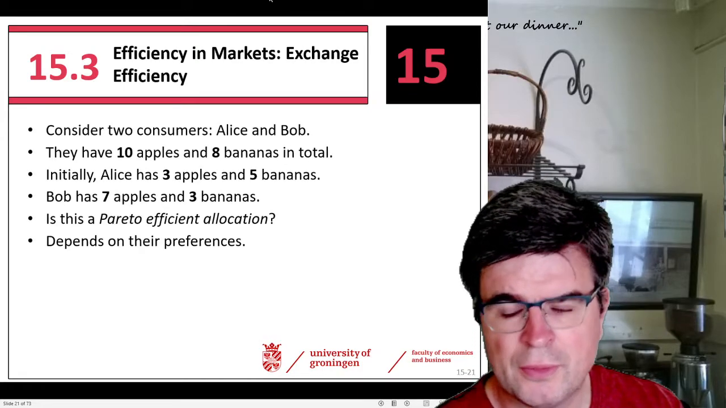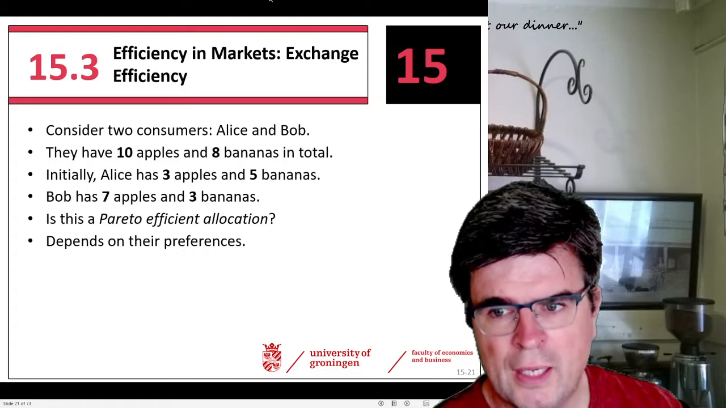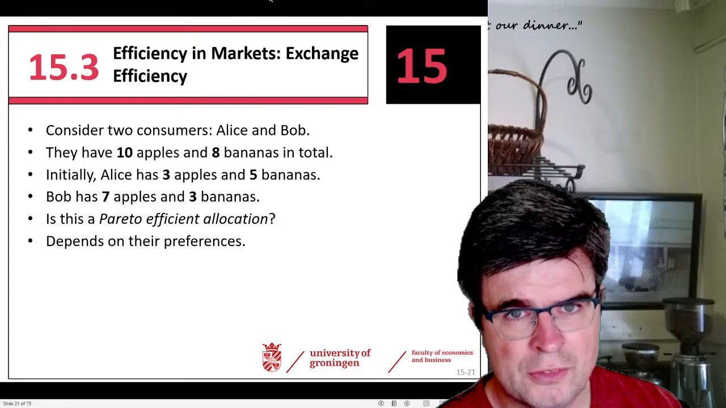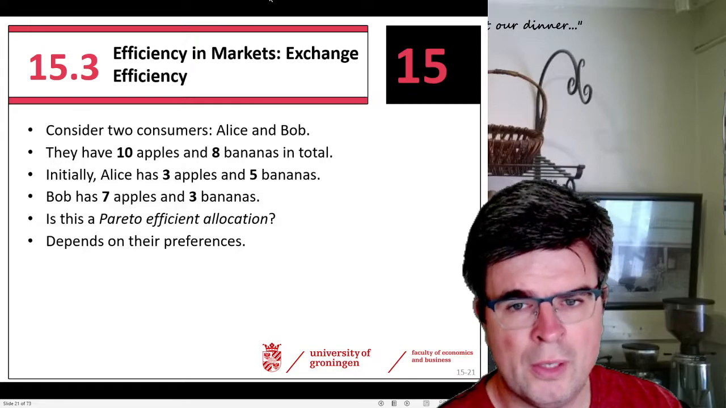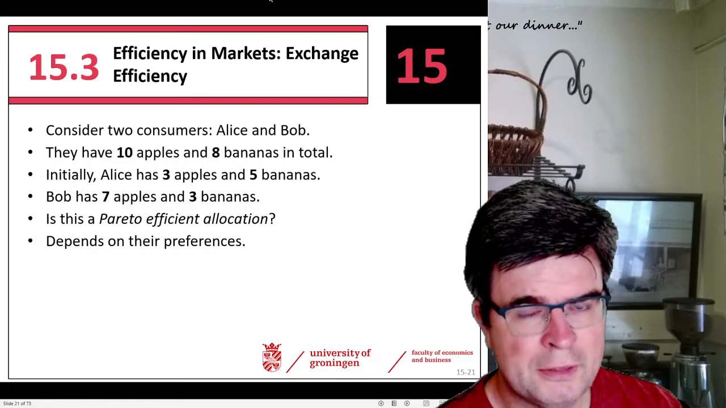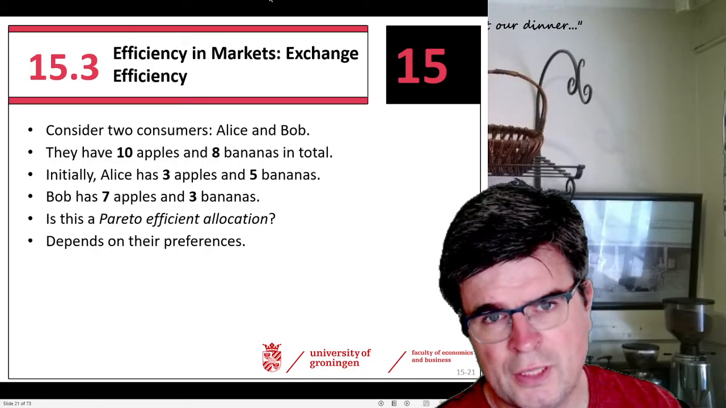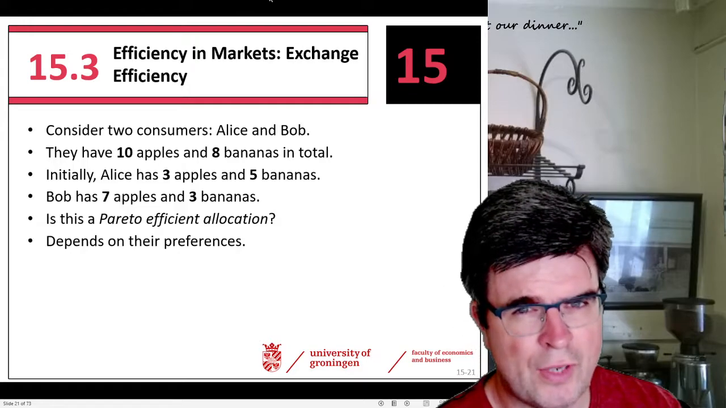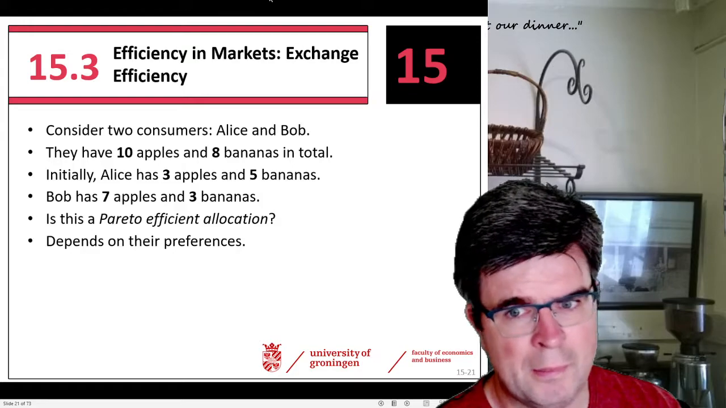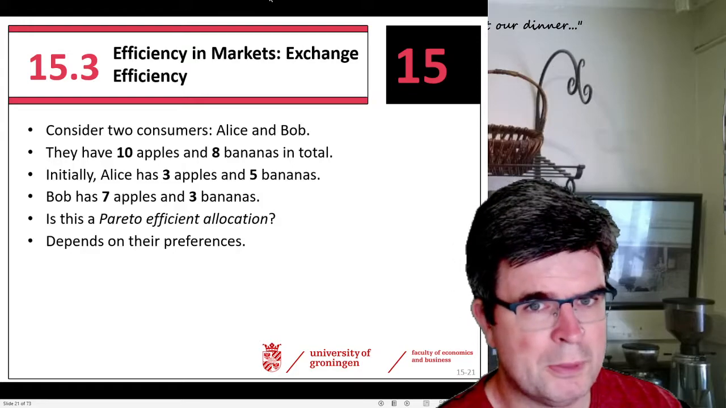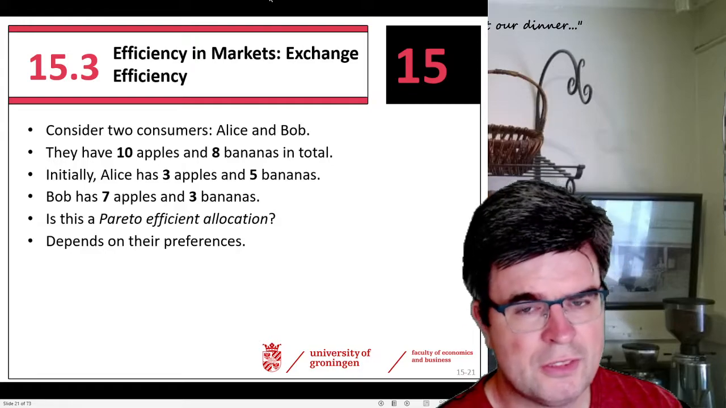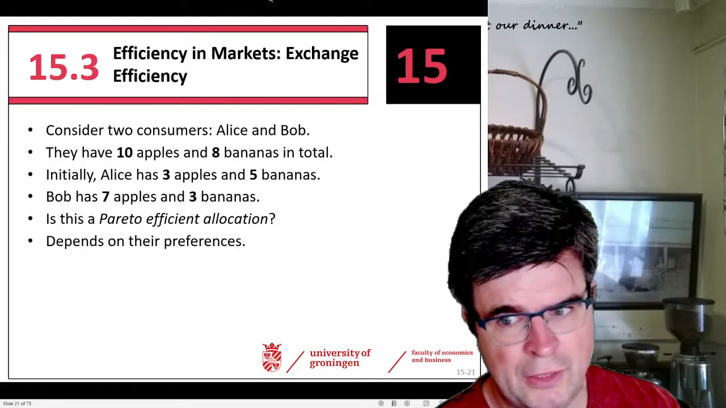So let's consider Alice and Bob, and they each have an endowment of apples and bananas. In this society consisting only of Alice and Bob, there is a total of 10 apples and 8 bananas, but Alice starts with an initial endowment of 3 apples and 5 bananas, whereas Bob starts out with 7 apples and 3 bananas. So Bob has more apples, Alice has more bananas. The question is, is this a Pareto efficient allocation?